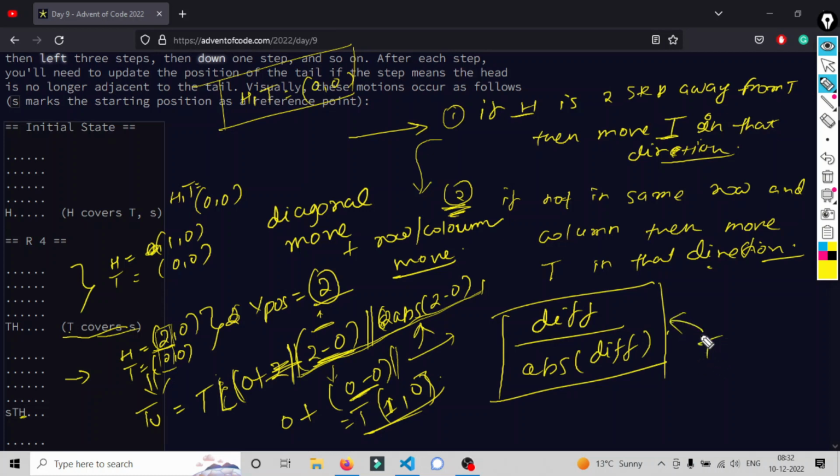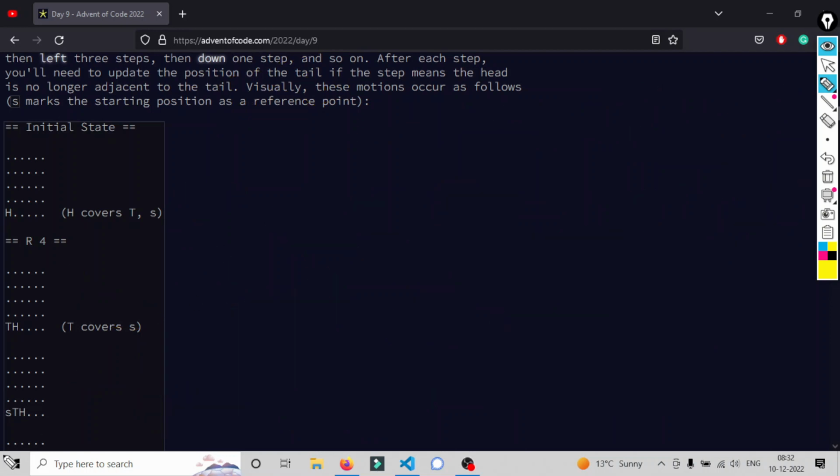Okay, I'm just clearing this whole screen so that you will get the idea. So just remember what the tail position was. Tail position is 1, 0, and head position is 2, 0. So just remember this. I'm clearing my screen.